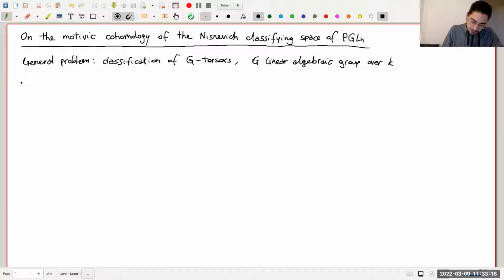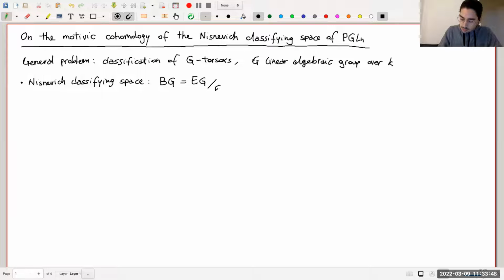So the first one is the Nisnevich classifying space, also called simplicial classifying space, and this is denoted in this way, BG, as in topology, and is defined as in topology. Actually, we take this contractible space, EG, which has a G action, and then we mod out by this right G action. And EG is a simplicial scheme, which on the n simplicial component is just the product of G, n plus 1 times.